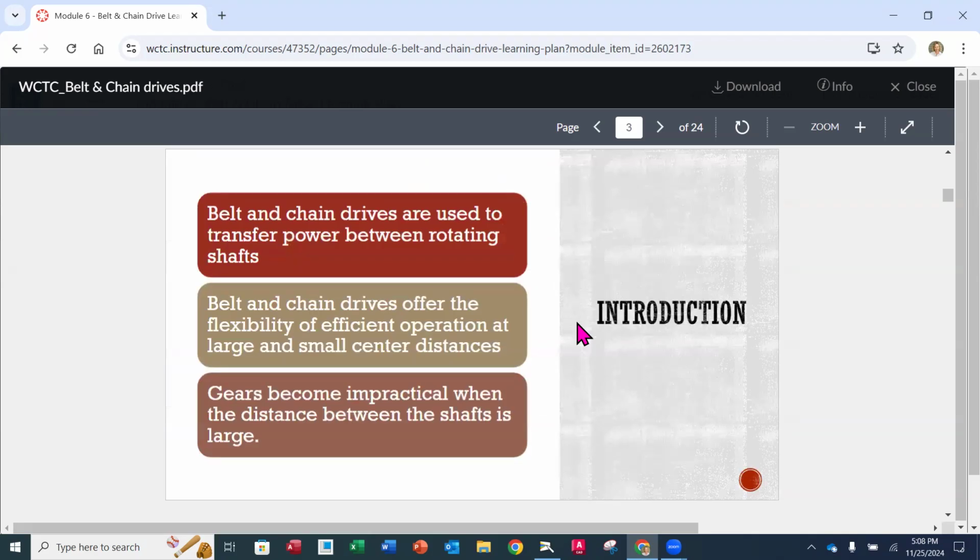So first of all, belt and chain drives are going to be used to transfer motion and power between rotating shafts. Belt and chain drives offer the flexibility of efficient operation at large and small center distances. Gears become impractical when we have distances that need to span a wide distance. That's where looking at chains and belts makes sense.